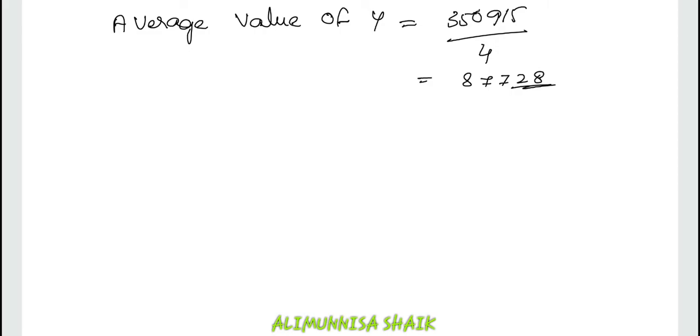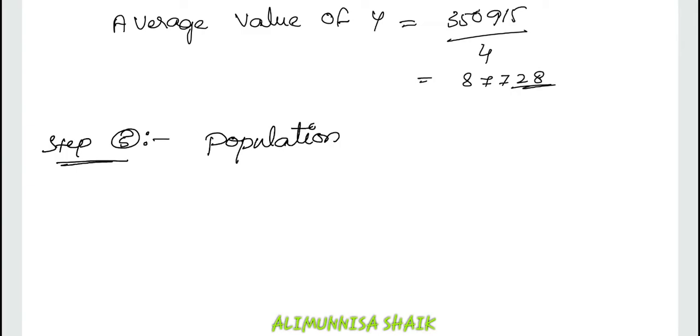Now we know the average value of x and y. Now we will be going on to our step 5. Let us write it as step 5, where we will be doing the population forecasting. Now we are going to solve the problem using the original formula. Okay. What is the original formula? Population forecasting formula.